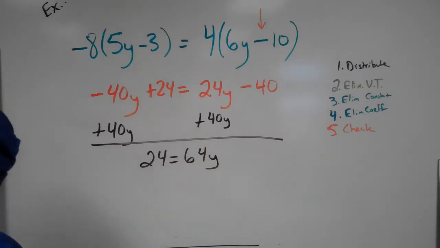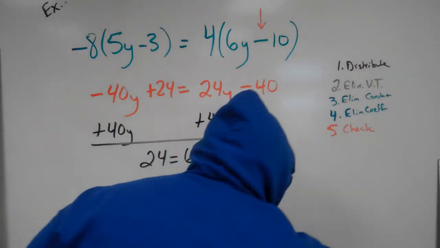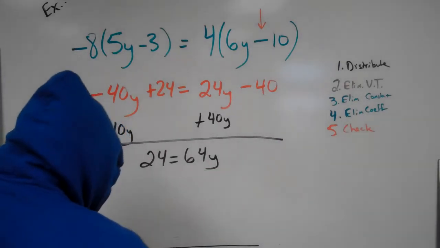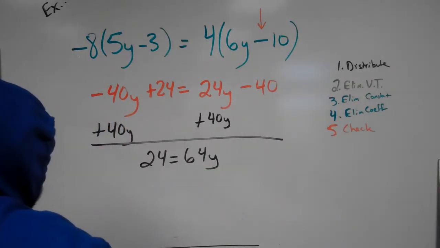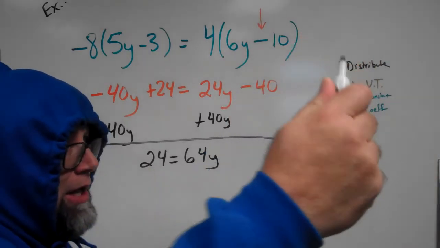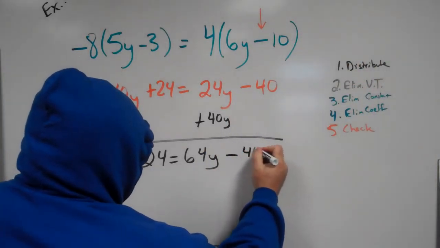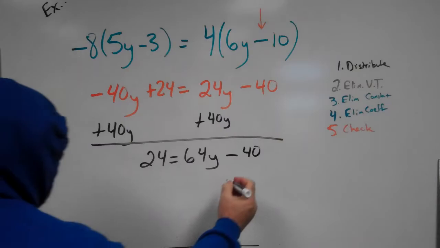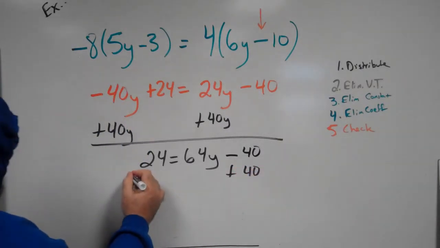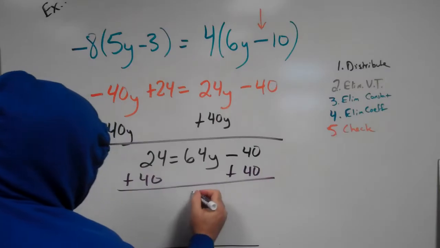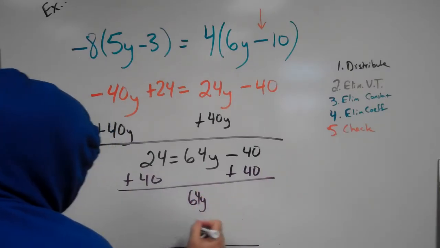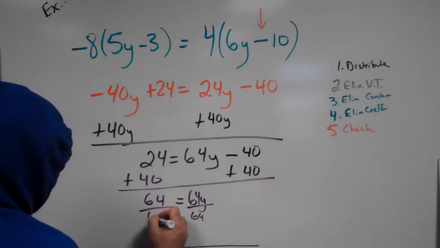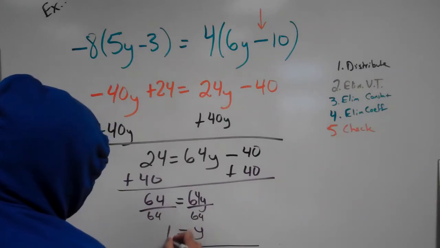And those of you looking ahead, you can kind of see what's happening here. Oh, I forgot to put the minus 40. Minus 40. Okay, so then I'm going to add 40 to both sides. Plus 40. Plus 40. That's going to give me 64y equals 64. Divide by 64. Y equals 1.